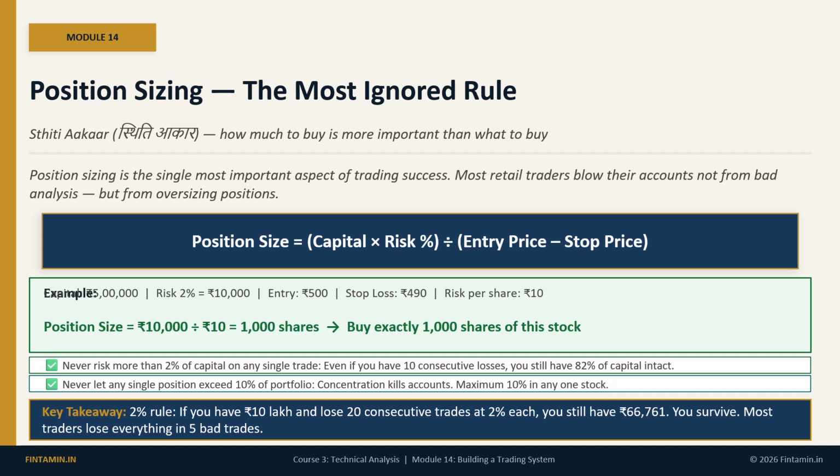The 2% rule means that even 10 consecutive losses only cost you 20% of your capital. You survive, you learn, you improve. Most retail traders who blow up their accounts are risking 20 to 30% of capital on single trades. One bad trade and they are wiped out.